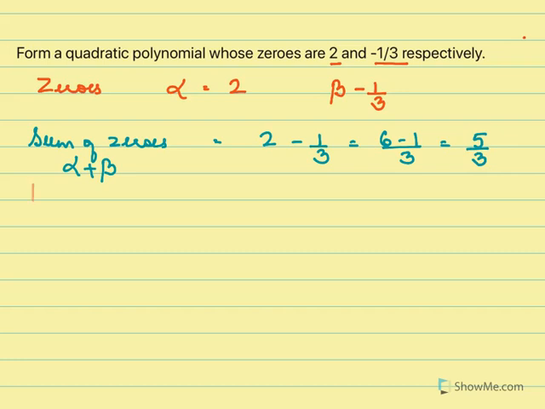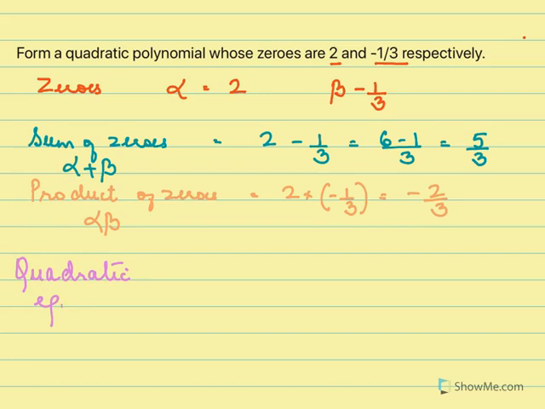For the next step we find product of zeros. That is alpha into beta. So 2 into minus 1 by 3, which is minus 2 by 3. Now we are ready to do the equation. Now we will write the quadratic equation. This is x square minus sum of roots plus product of roots.